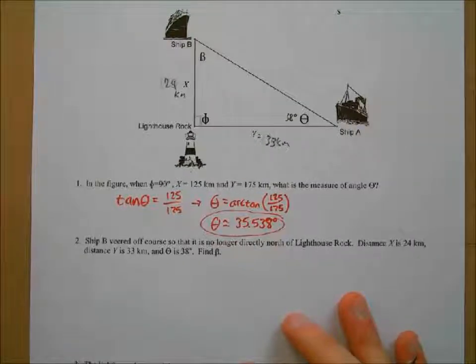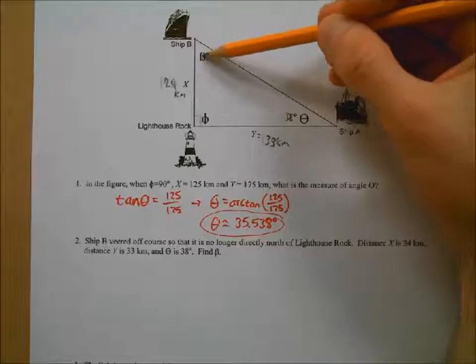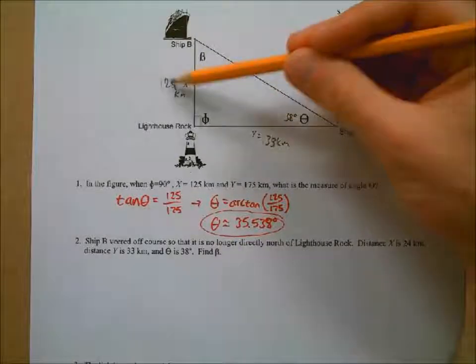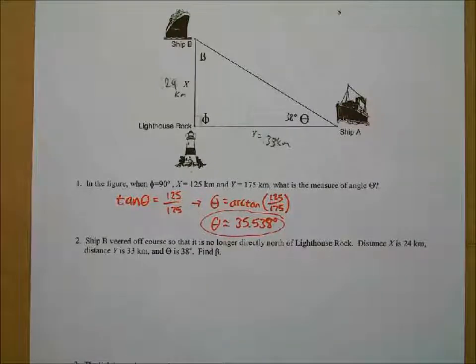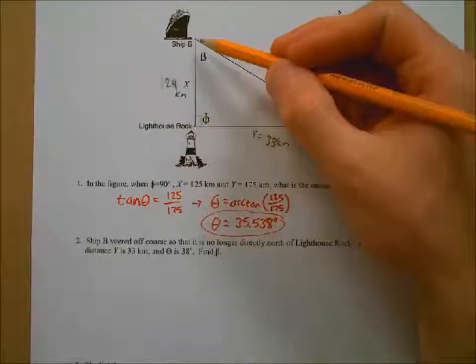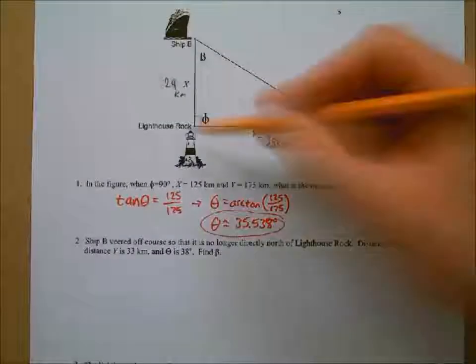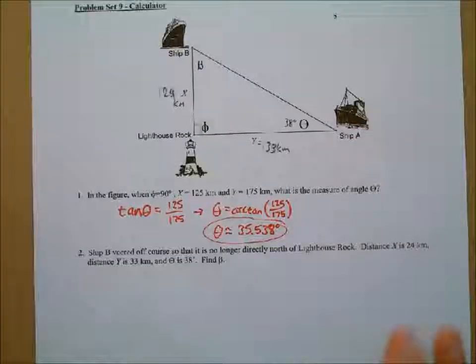Okay. So to find angle beta here, could I use tangent again? Tangent of beta equals opposite 33 over adjacent 24. Can we use that? Could I use tangent here? No, why not? Not a right triangle, exactly right. Very, very good. Yes. We lost that right angle because ship B is no longer directly north of Lighthouse Rock, whereas ship A is, well, I guess we still assume, directly east of Lighthouse Rock there, right?